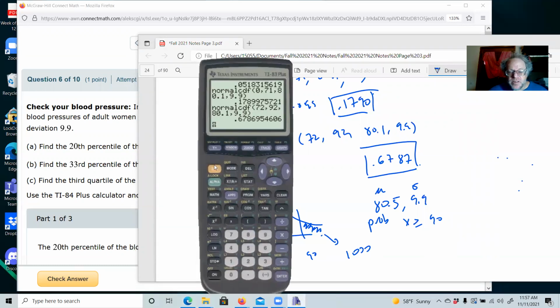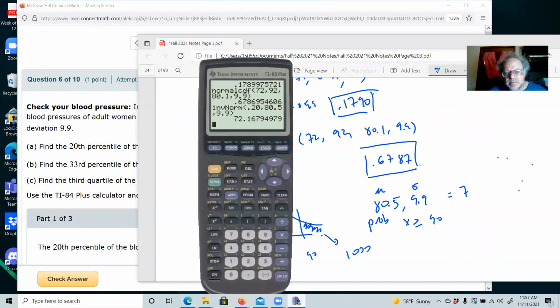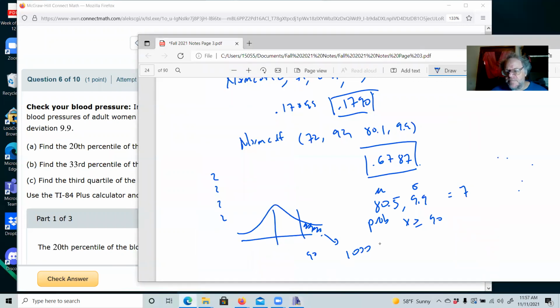So we're going to do the second function, distribution. This is because they're asking us for a probability, or give us a probability first. We want norm inverse. Okay, we're going to do 0.20 and then the mean, which is 80.5, and standard deviation 9.9. Inverse norm goes from... this blood pressure would be, what did they say, 72.2.